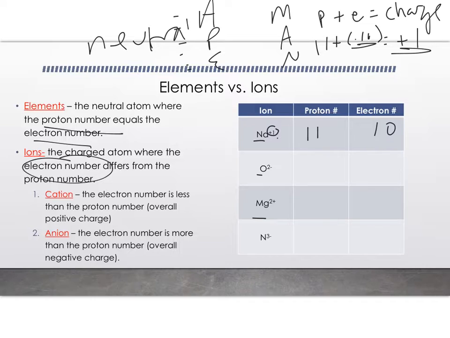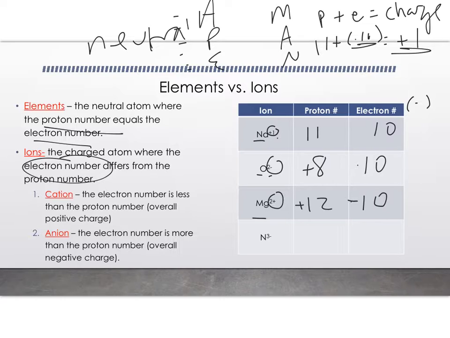Looking at oxygen, that atomic number is 8. I have 2 more electrons to give me an overall -2 charge, because a -10 plus a +8 will overall add up to that -2. Then for magnesium, magnesium has an atomic number of 12. It has a 2 plus, meaning there are less electrons, because a +10 plus a +12 plus a -10 leads me to an overall +2 charge.